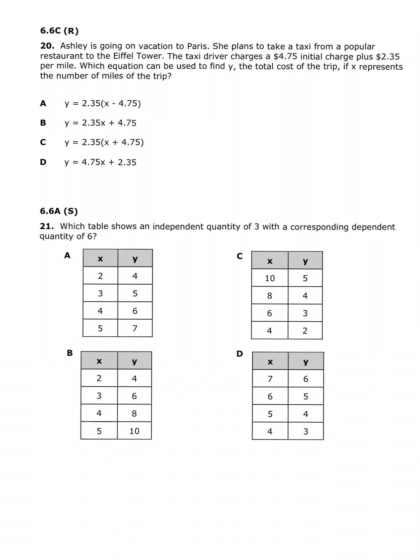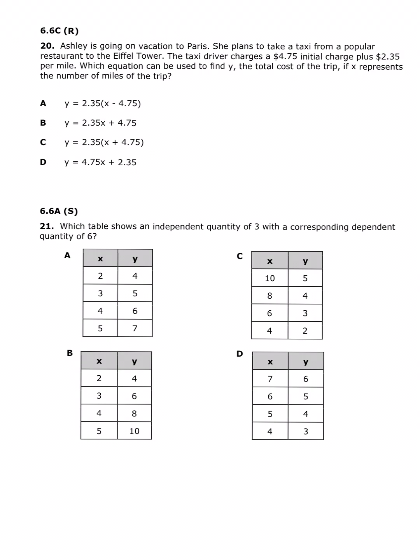Number 20. Ashley is going on vacation to Paris. She plans to take a taxi from a popular restaurant to the Eiffel Tower. The taxi driver charges a $4.75 initial charge plus $2.35 per mile. Which equation can be used to find y, the total cost of the trip, if x represents the number of miles of the trip? A, y equals 2.35x minus 4.75. B, y equals 2 and 35/100 x plus 4 and 75/100. C, y equals 2 and 35/100 x plus 4 and 75/100. D, y equals 4 and 75/100 x plus 2 and 35/100.